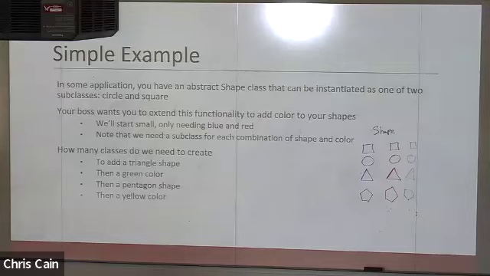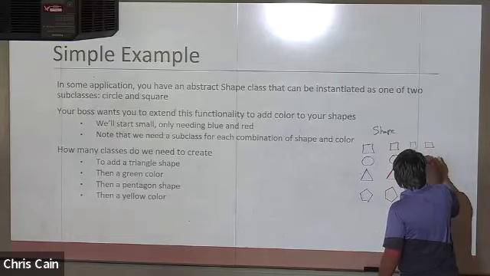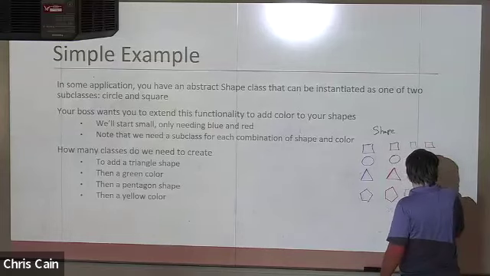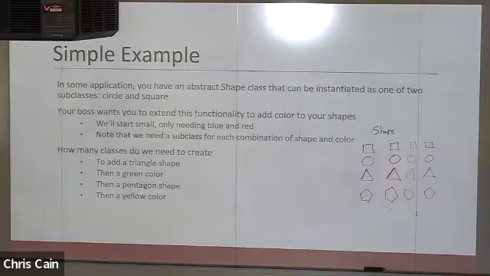Now we want a yellow color. How many classes do we need to add? 4. I don't have yellow, so I'm going to go with orange. But now we need a yellow square, a yellow circle, a yellow triangle, and a yellow pentagon. We'll call that a pentagon. That looks a little bit better. So now we need 4 classes.